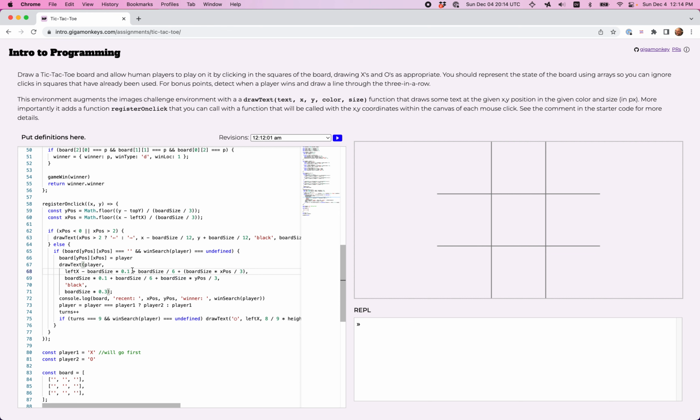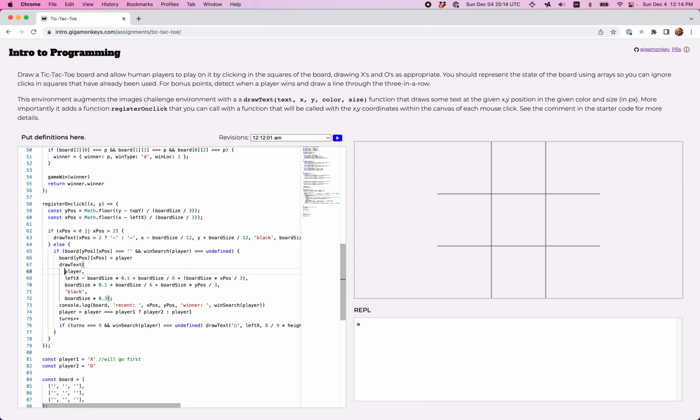Let's see, did I miss? So we get that. Oh, that's right. So we're drawing the marker at the X and the Y, color black, and that. Then we're console logging. So that is presumably for debugging. We could take that out, and then we swap the player. And then finally, there's this.